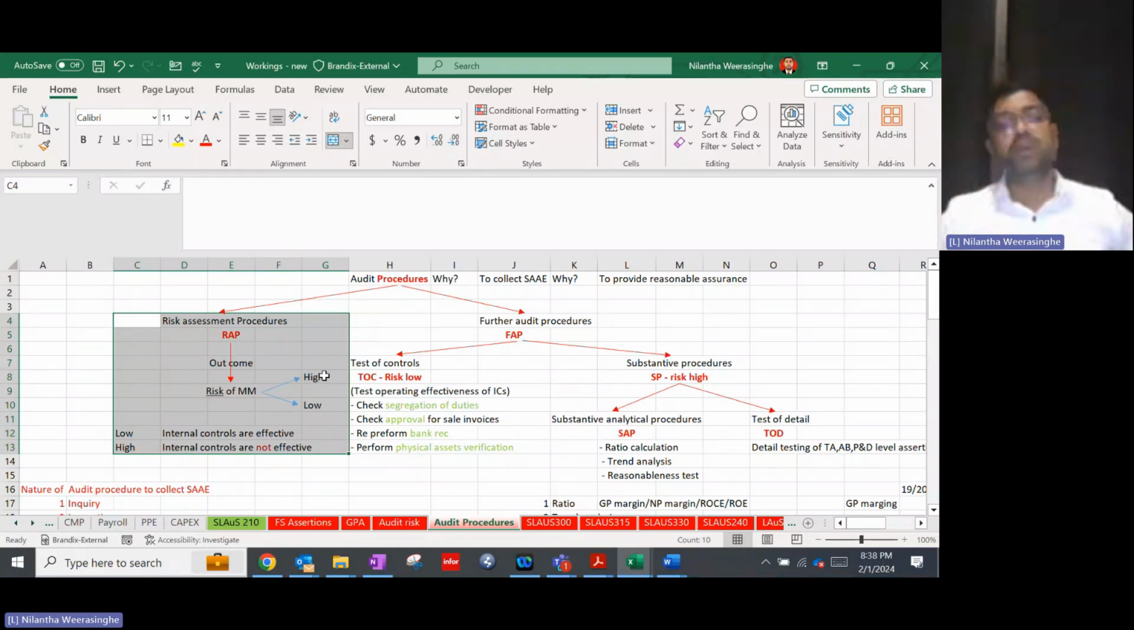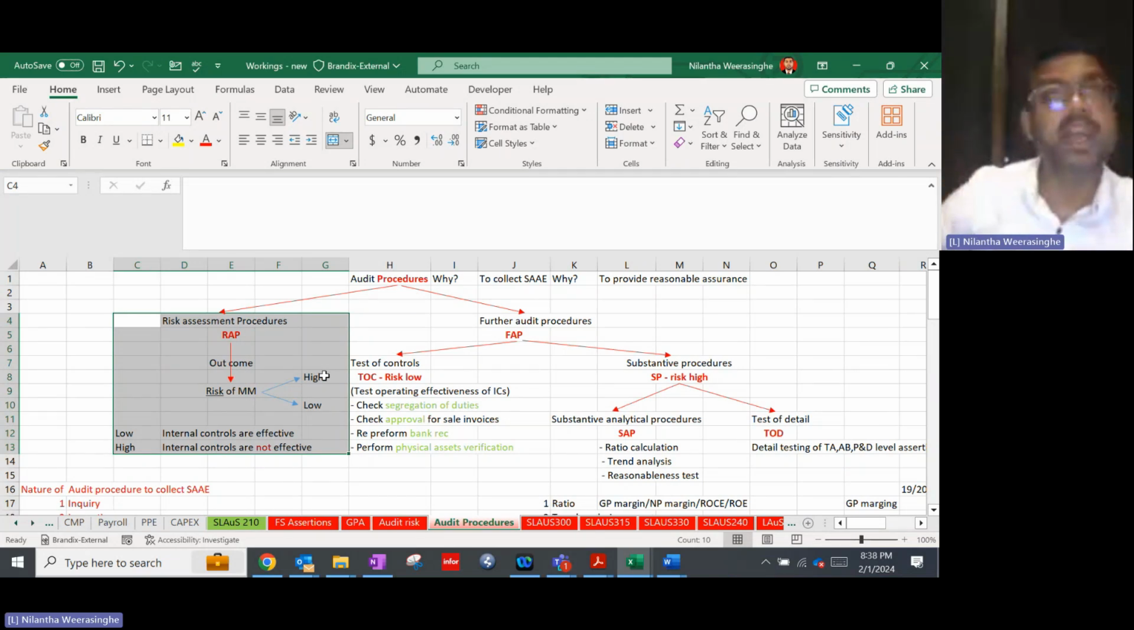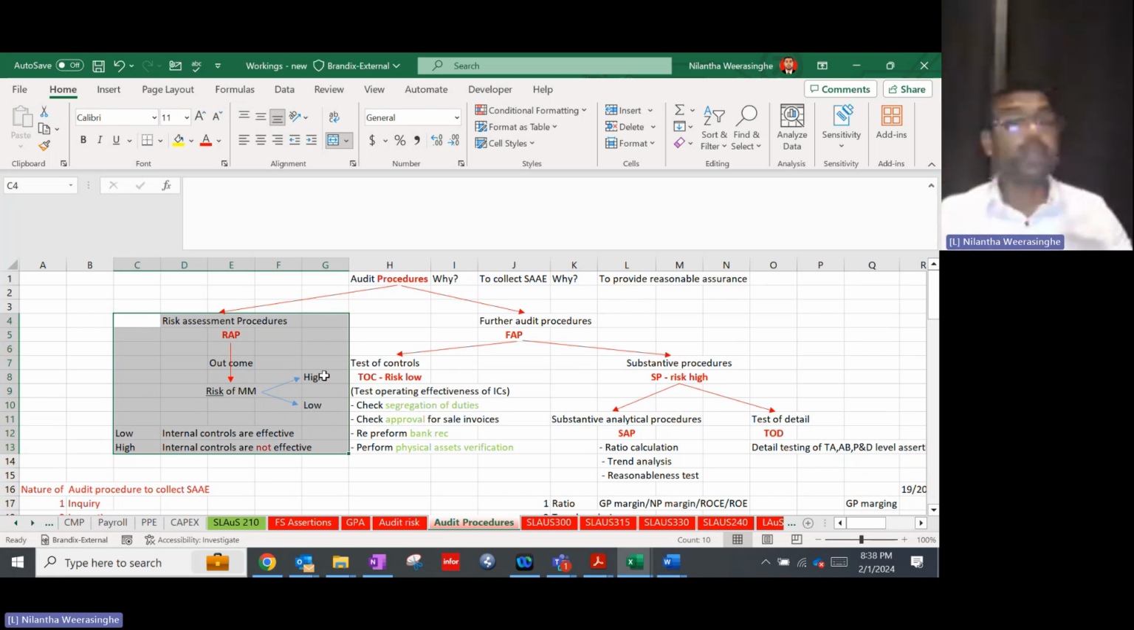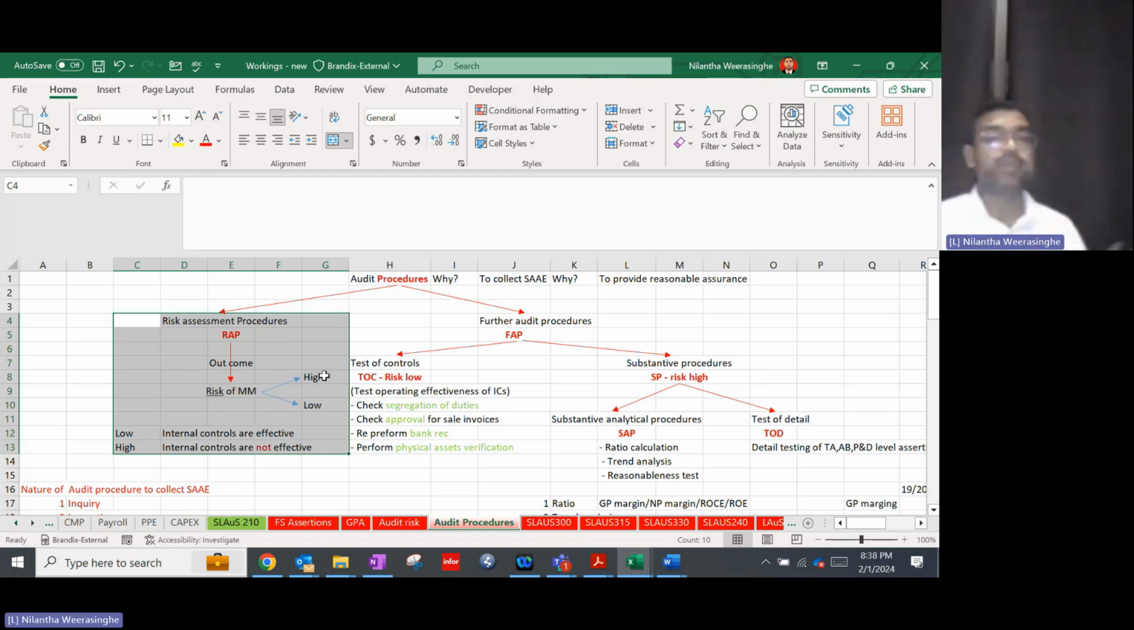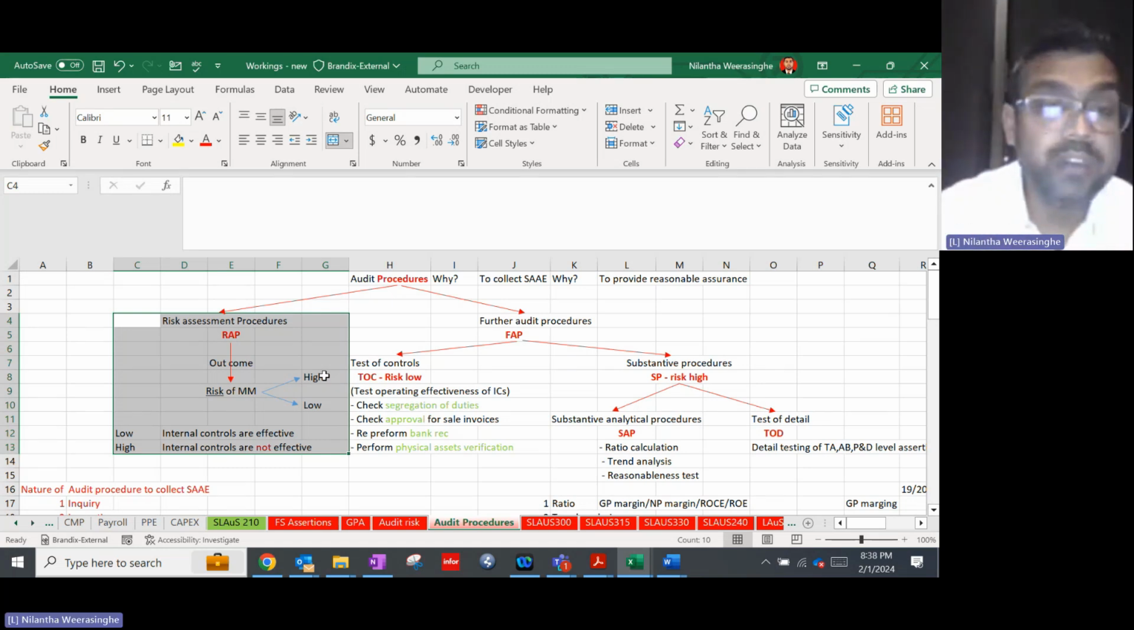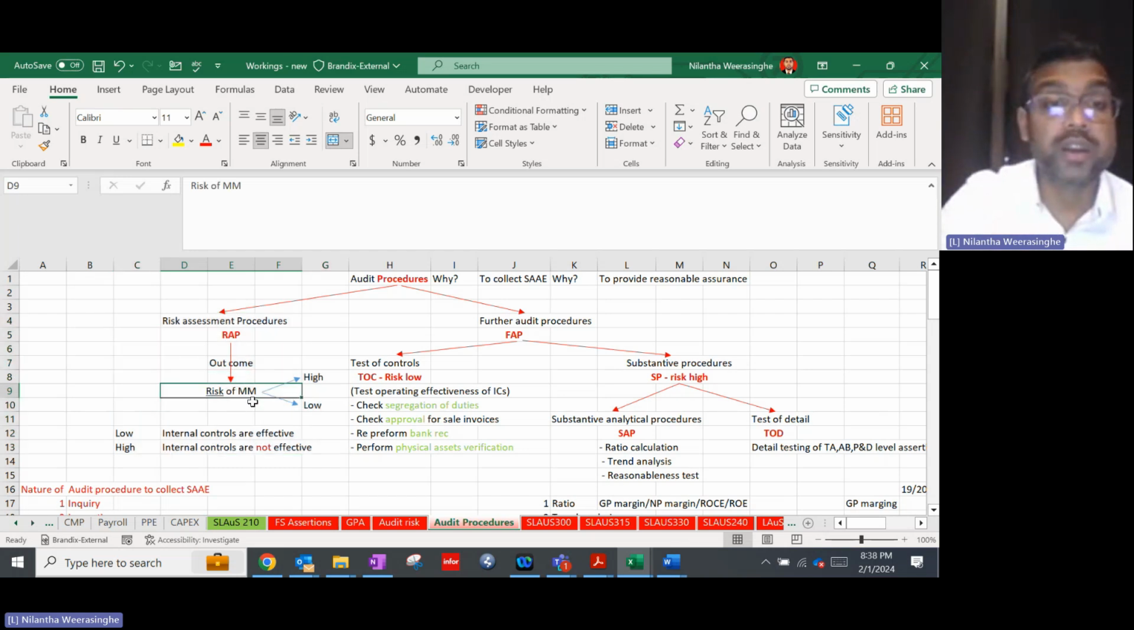Now, can an auditor give an audit opinion when you have a risk of material misstatement, without concluding whether misstatements are there or not? Bad. You cannot give an opinion just by seeing the risk. Now you have to audit the risk. Once you identify high risk, once you identify low risk, you have to audit them. Once you identify risk of material misstatement, you have to perform what? Further audit procedures.